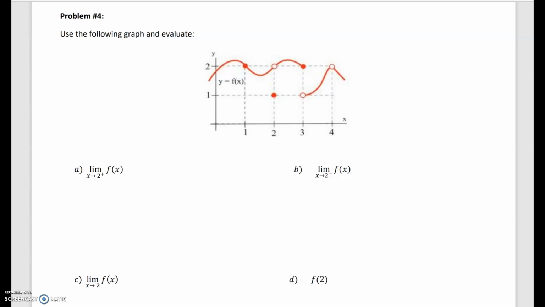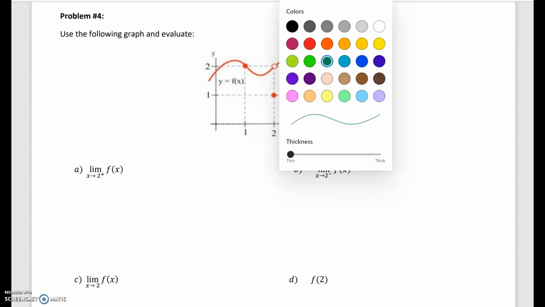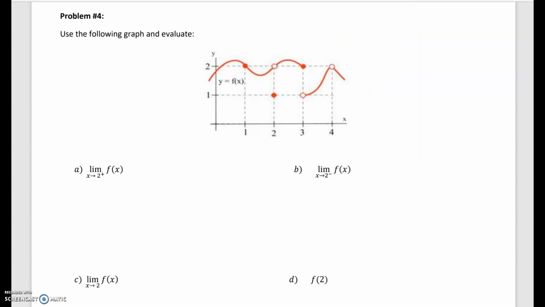Hi class, let's take a look at problem 4. Now problem 4, we have to be a little bit careful. We're given a graph of a function and notice that some of the points are overemphasized, and it also has removable discontinuities, meaning it's not defined at 2. On the actual graph it's defined somewhere else, and also the function is not continuous. It has a break in the graph along with a couple holes.